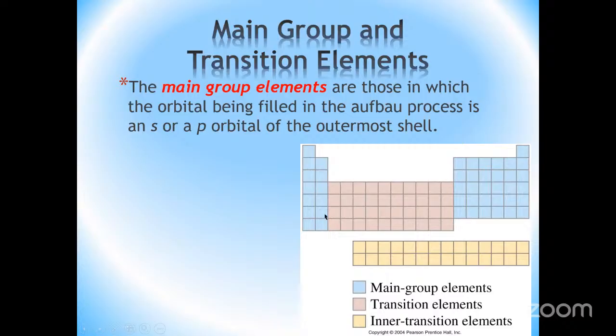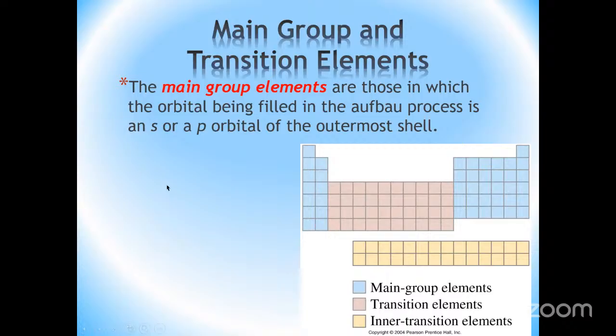So groups 1, 2, and then you have 3, 4, 5, 6, all the way to 8 on the other side there. Those are called main group elements. And what they have in common is that as you go from left to right of the period within those groups, you're adding an electron to either an s orbital or a p orbital, right? So that's basically what they have in common as far as the main group elements are concerned.